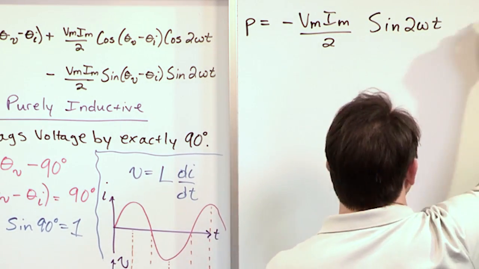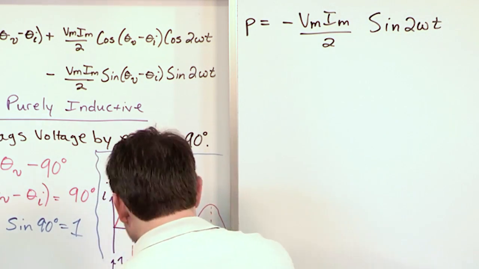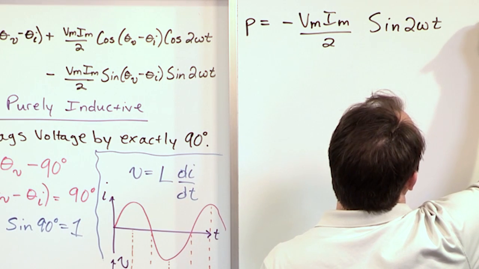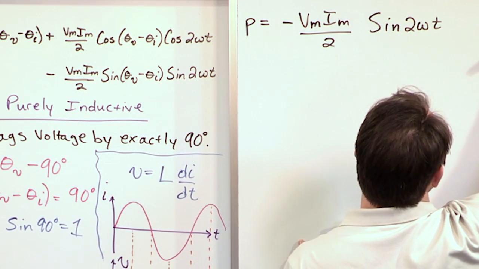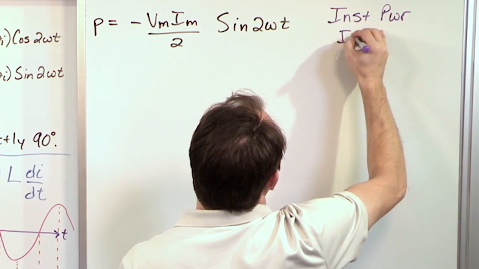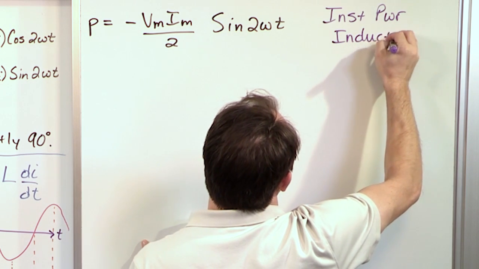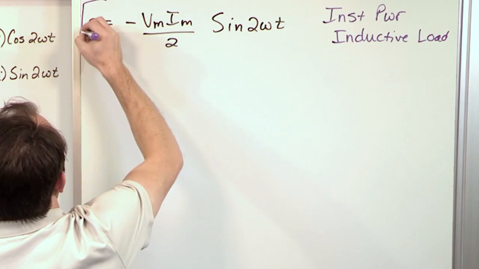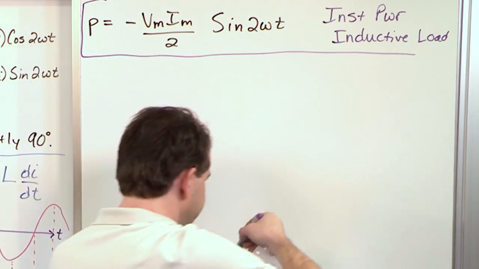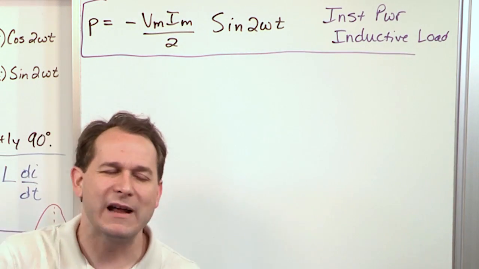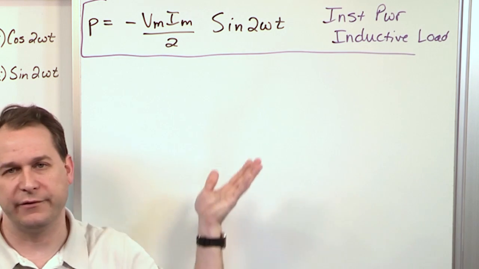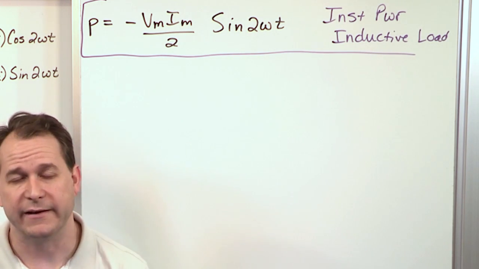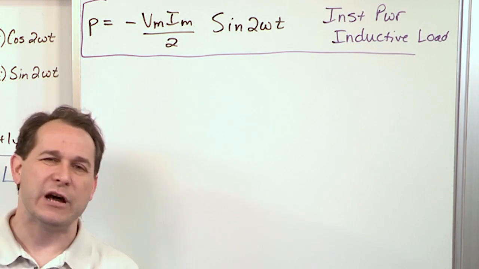So this is, I'm going to switch colors, this is really important. This is the instantaneous power when they have an inductive load. All right, so I'm going to kind of circle this. Now, I am going to kind of caution you here. I'm giving you a lot of theory here. You're not going to use these instantaneous equations much when we're doing real circuit analysis. We're going to use phasor techniques and other things.